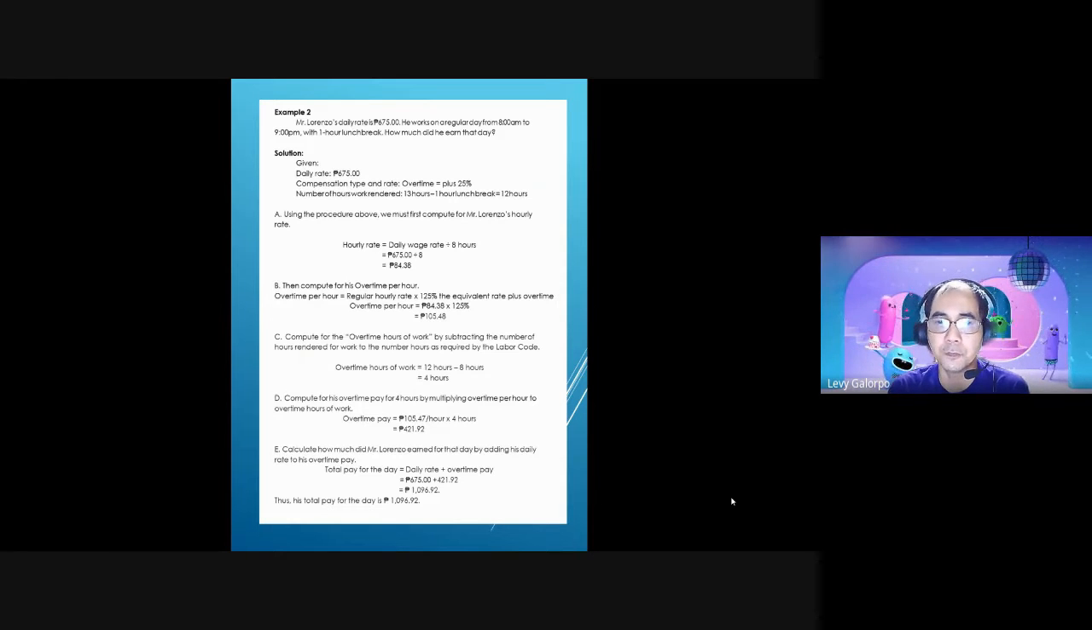Letter C, compute for the overtime hours of work by subtracting the number of hours rendered for work to the number hours required by the labor code. So, yung 12 hours na tinrabaho niya minus yung 8 hours na regular, ang magiging overtime niya ay 4 hours only. Then, compute na natin. 4 hours times yung 105.48 is equals to 421.92. Yan yung kanyang dapat matanggap o ibayad sa kanya para sa 4 na oras na overtime work.